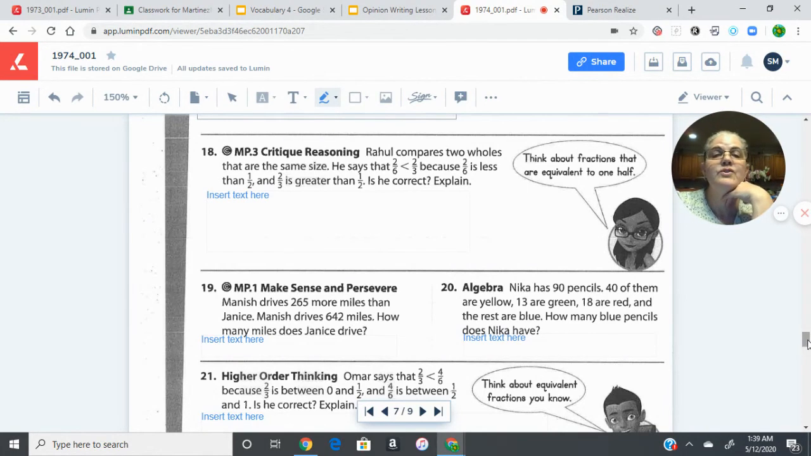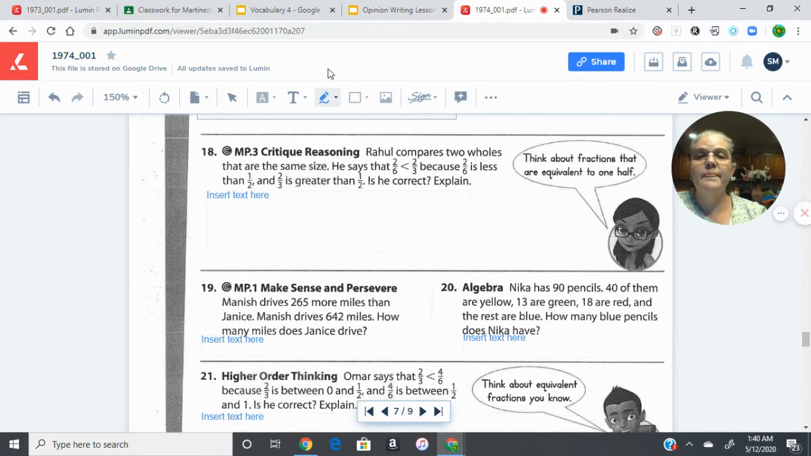Rahul compares two whole pieces that are the same size. He says that 2/6 is less than 2/3, because 2/6 is less than half, and 2/3 is greater than 1/2. Is he correct? Lots to think about there. So he says that 2/3 is smaller than 2/6, because 2/6 is less than a half, and 2/3 is greater than a half. Is he correct?